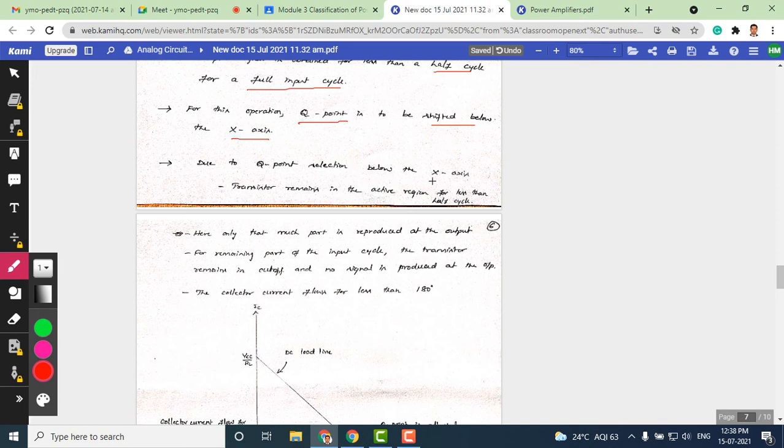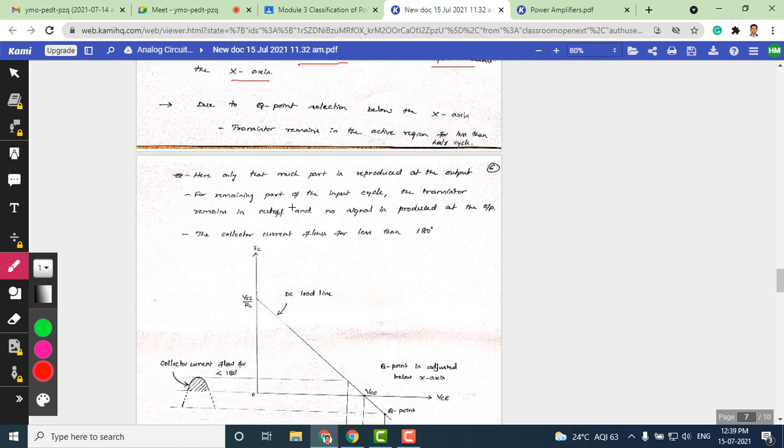Due to the Q point selection below the x-axis, let us see the transistor operation. The transistor remains in the active region only for less than the half cycle, but for the remaining duration of the cycle, 75% of the input cycle, it remains in cutoff. Let us see whether it can be reproduced properly or not. The maximum part is suppressed in the output, so reproduction in the output becomes very difficult. Only the part which remains in the active region can be reproduced at the output.